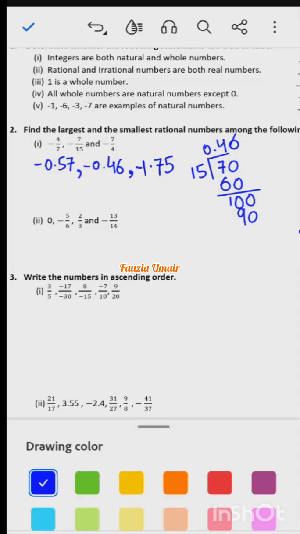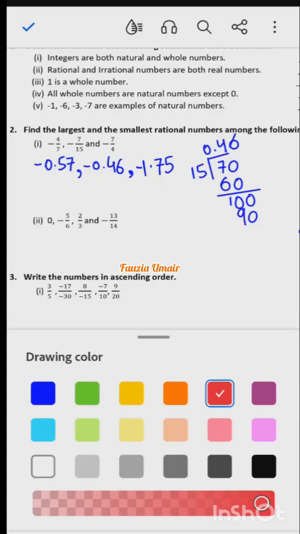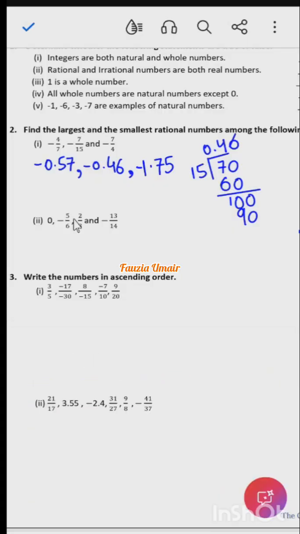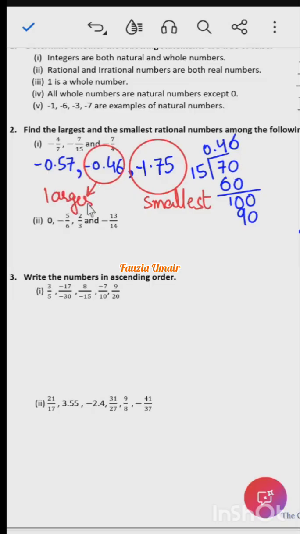So now they're asking us this question. What is the largest and the smallest value? Can you tell me which one is the largest? Minus 1.75. Oh, they are all minus. The smallest value is minus 1.75. That's right. Minus 1.75 is the smallest value, because we know in the negative numbers, it is the opposite. The bigger the number, the lesser the value. And which is the largest value? Minus 0.46. That's right. Very good. This is the largest value because they are all three negative numbers.